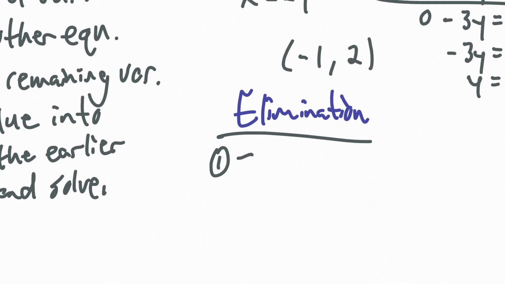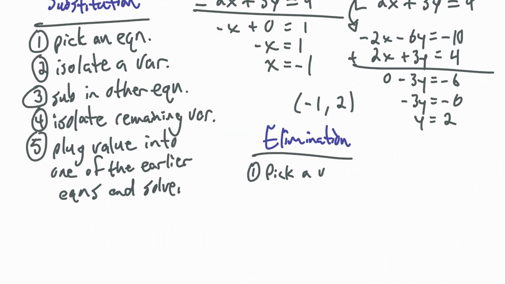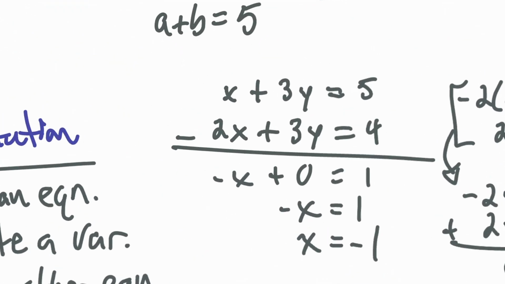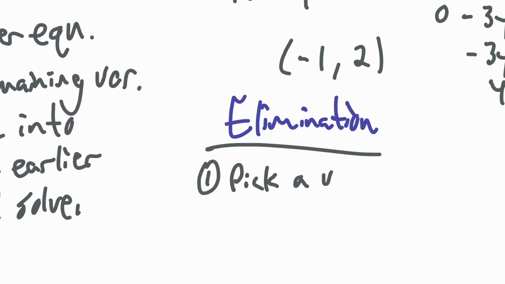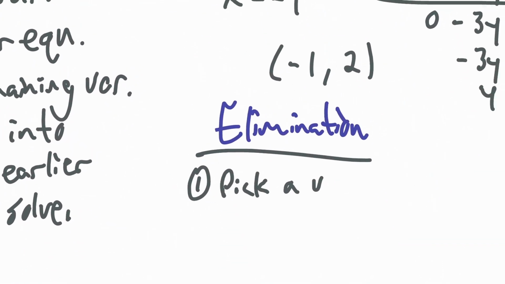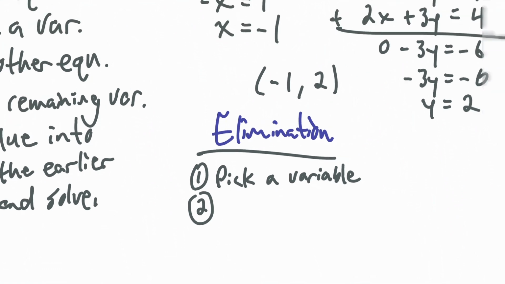I should say just pick. Pick a variable to eliminate. And sometimes it's super obvious. Like with this one, the 3y's, these were already both 3y's. So if I just subtract the two equations, then the y's go away. So sometimes it's very clear what elimination should happen first. So pick a variable.